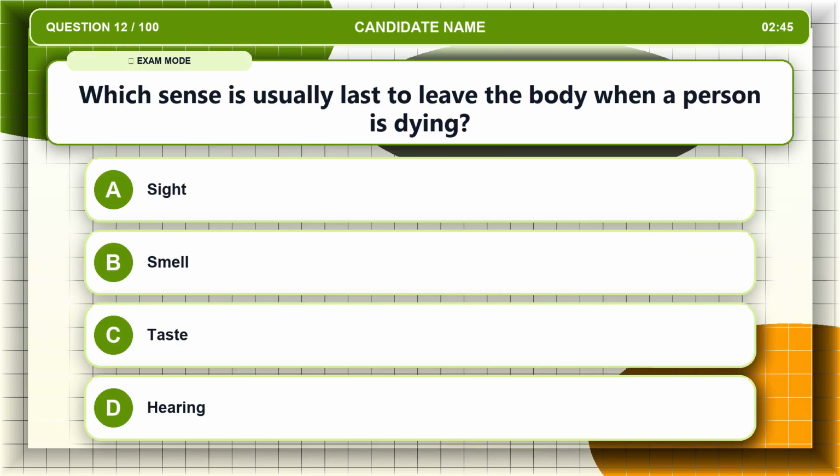Question 12. Which sense is usually last to leave the body when a person is dying? Option A, sight. Option B, smell. Option C, taste. Option D, hearing.